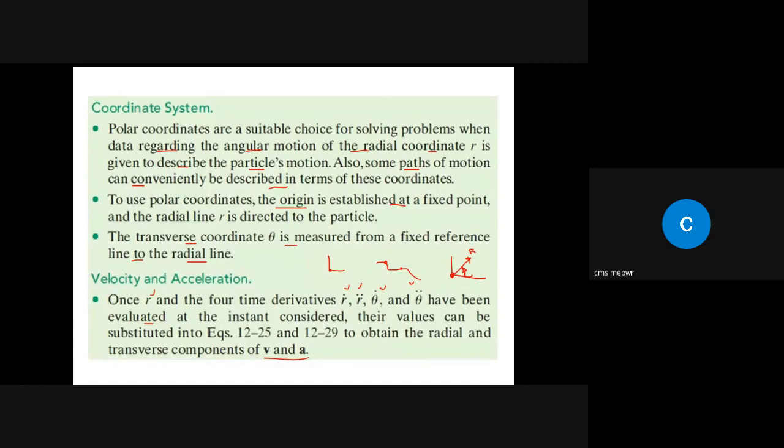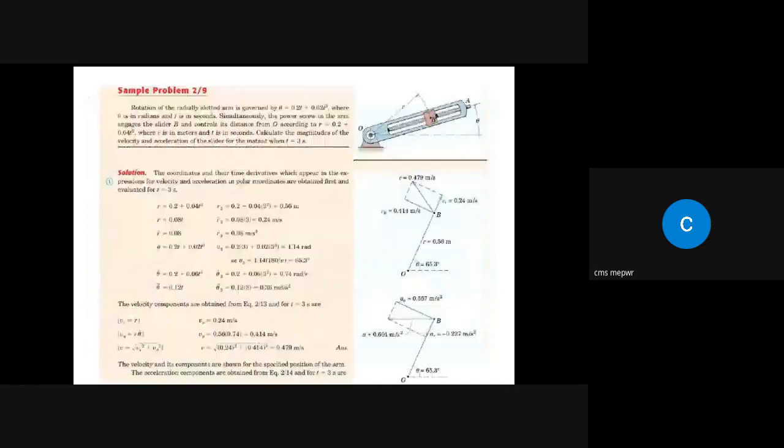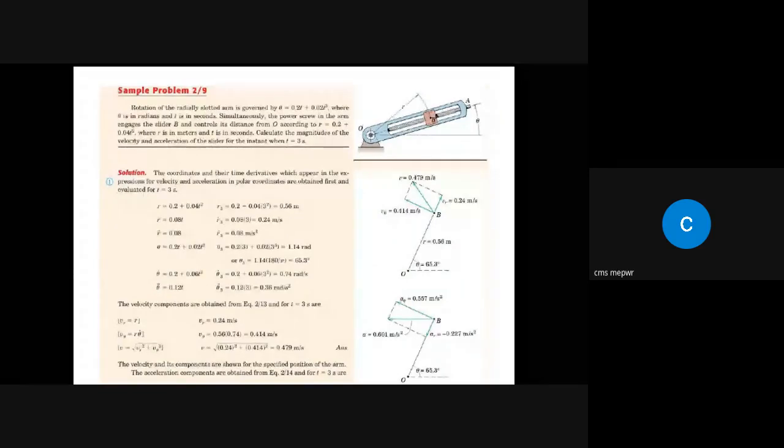So now let's look at this equation. Look at this diagram. Rotation of the radially slotted arm is given by this equation, where theta is in radians and t is in seconds. Simultaneously, the power screw in the arm engages the slider B and controls its motion.